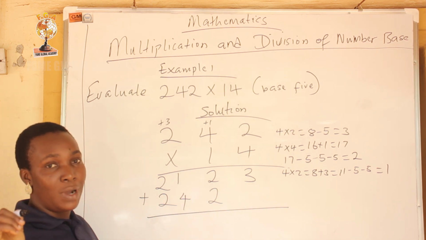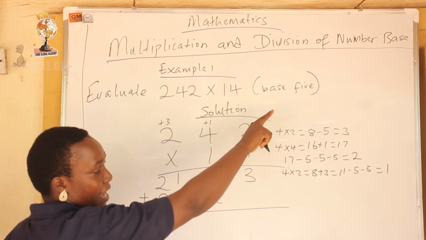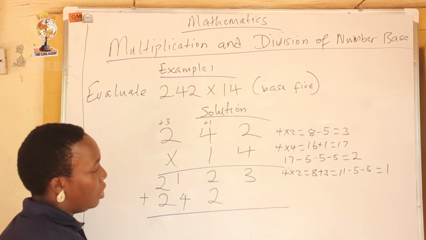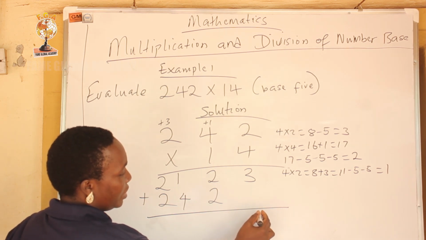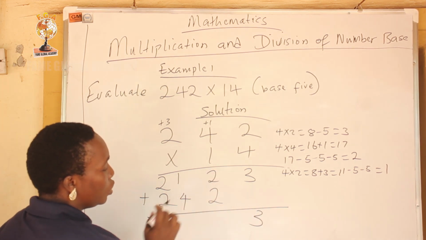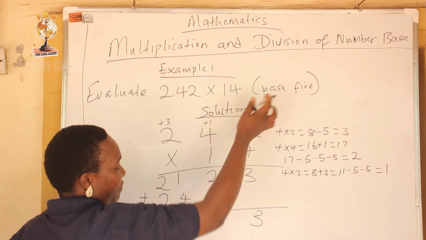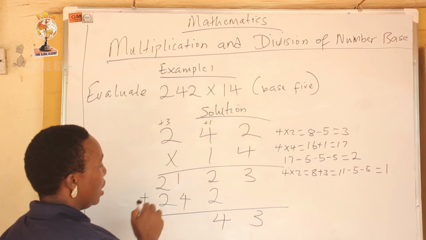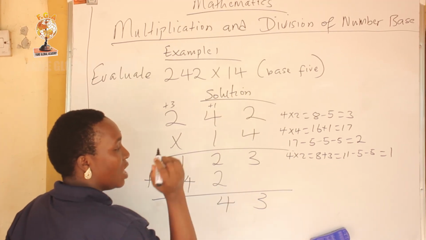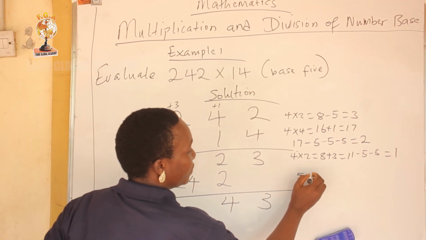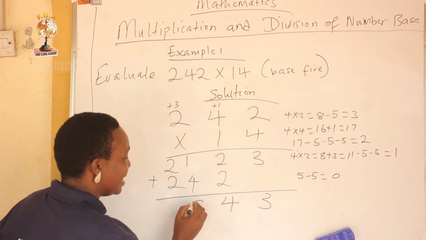Now when you are adding, you add in base 5 as well. You don't just add normally. Okay, so here is 3. There is nothing here, so you bring your 3 down. Here is 2 plus 2 is 4. 4 is smaller than 5, so you can write 4. 1 plus 4 is 5. And we are working in base 5, so you have to subtract it. It will be 5 minus 5, which is what? 0. So what you're writing here is 0.